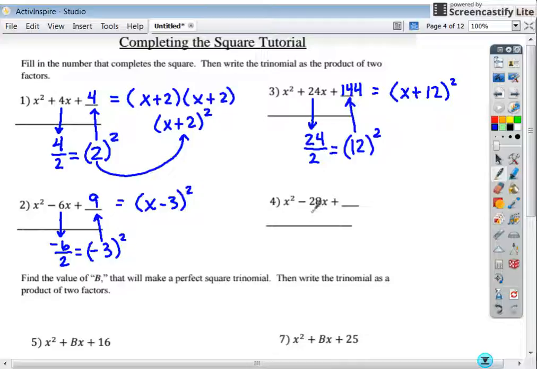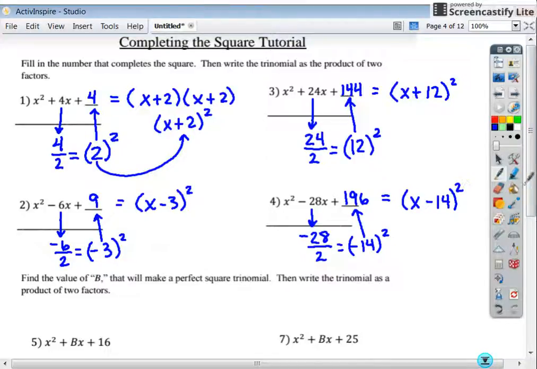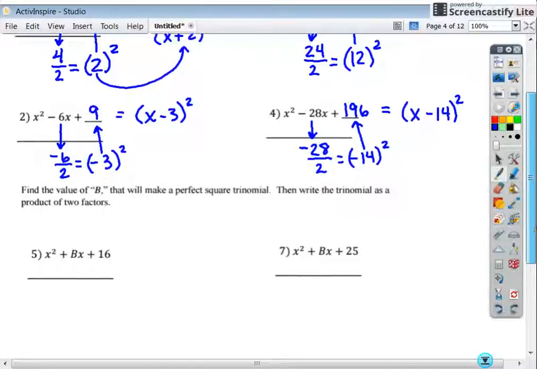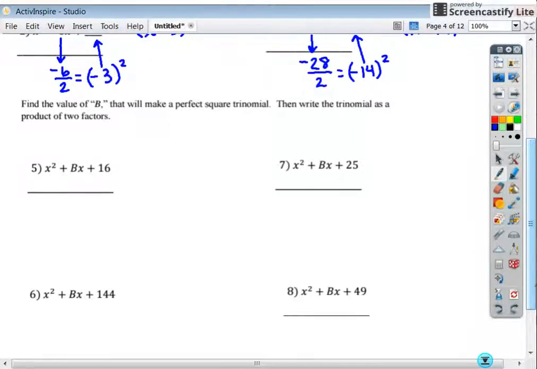And then for our last one, we take the negative 28 divided by 2 and then square that number. So we have 196 on the blank line here. Just like from number 2 over here, we are going to write this as x minus 14 quantity squared.